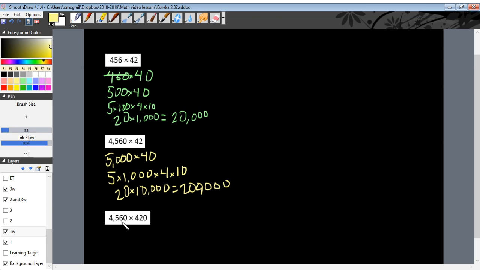Now I see that this problem is the same as the one before, except now this number is 10 times larger than this one. If the number in our problem got 10 times bigger, what do you think is going to happen to our product? Let's take a look and see.